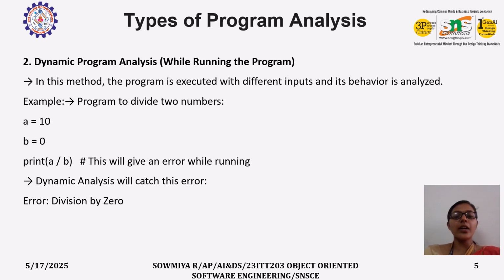Then dynamic program analysis. In contrast, dynamic program analysis involves executing the code and observing its behavior in real time. It focuses on detecting runtime errors, monitoring memory usage, measuring execution time, and testing input or output behavior. For example, a = 20 and b = 0, print a divided by b. Here it raises a division by zero error.